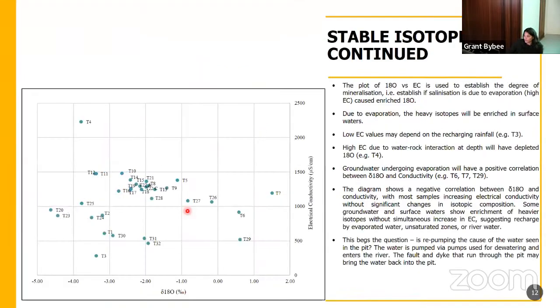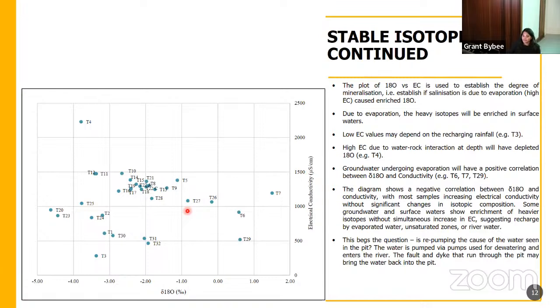So then we were like, okay, can we associate what we know with our electrical conductivity? Electrical conductivity tells you your degree of mineralization in your water. So if it's more salinated, you'll have a higher electrical conductivity, because obviously it's going to be more enriched in your oxygen or your 18O. Again, during evaporation, the same process is going to happen. You're going to have heavier isotopes being left behind, enriching your surface waters. Low electrical conductivity values may be associated with more recent recharging waters, so this could be recent rainfall or things like that.